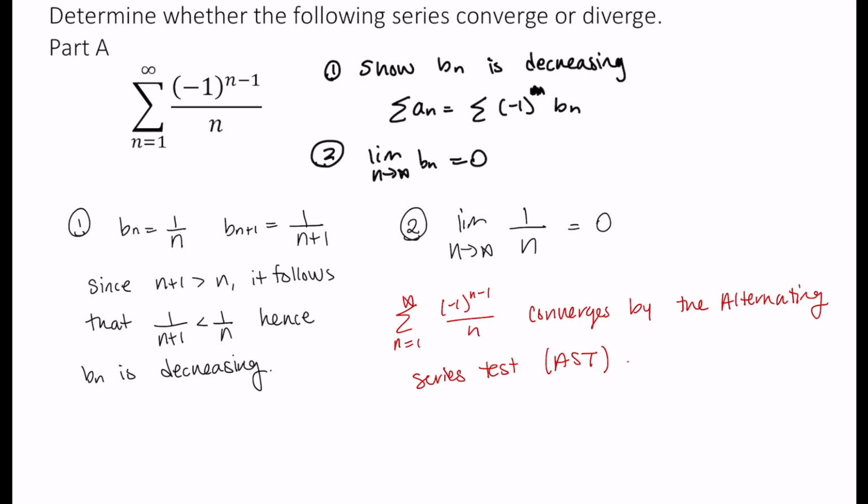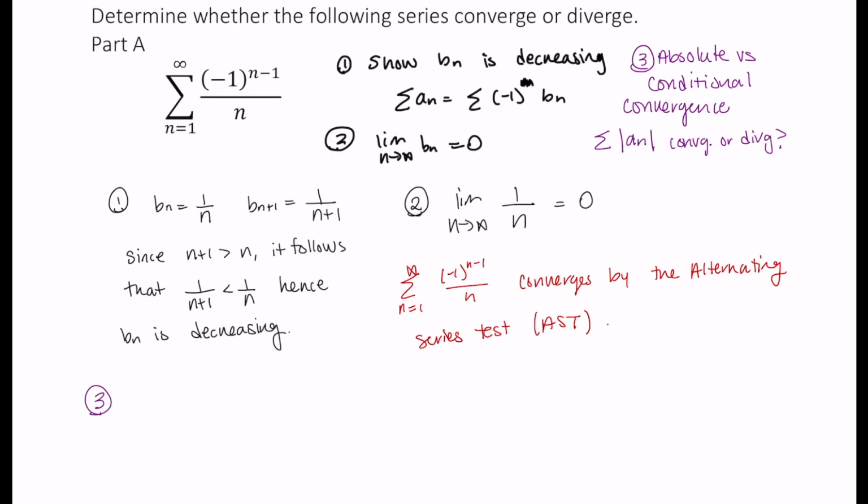Now, is this convergence conditional or is it absolute convergence? For that, we need to look at something else. All right, let's go ahead and look at number 3. Is this convergence absolute convergence or conditional convergence? Well, in that case, let's look at the sum from n equals 1 to infinity, remembering that in our case, a sub n is equal to -1 to the n minus 1 power over n.